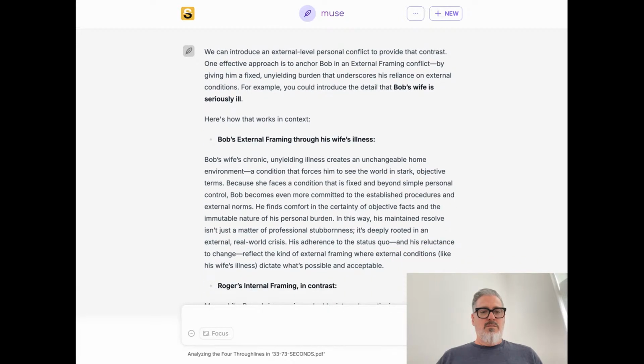Bob's wife's chronic unyielding illness creates an unchangeable home environment, a condition that forces him to see the world in stark objective terms. Because she faces a condition that is fixed and beyond simple personal control, Bob becomes even more committed to the established procedures and external norms. He finds comfort in the certainty of objective facts and the immutable nature of his professional burden. In this way, his maintained resolve is deeply rooted in external.